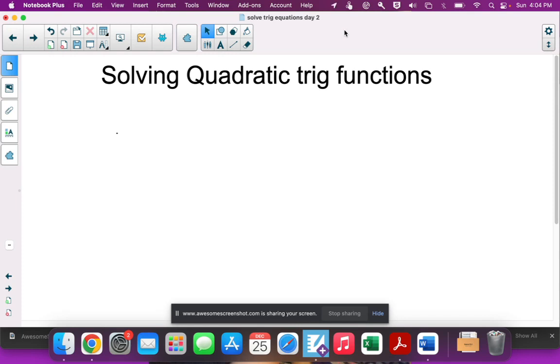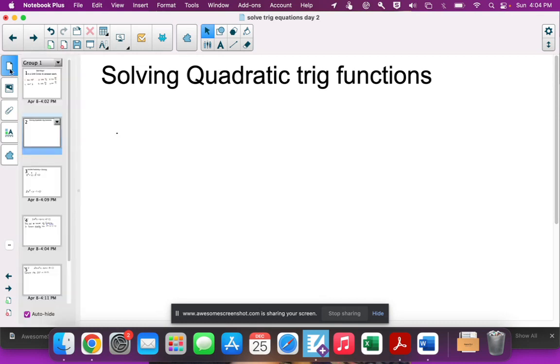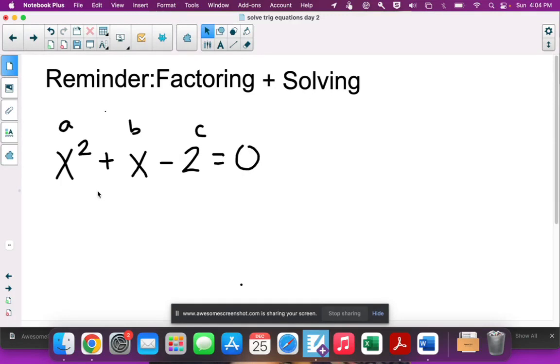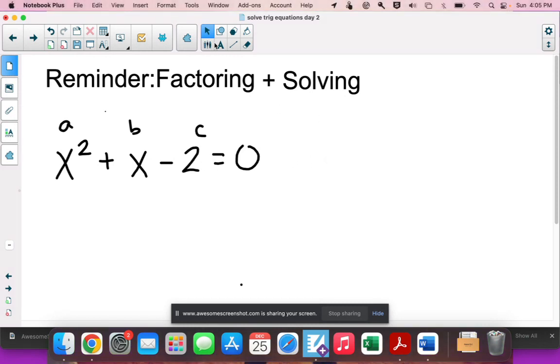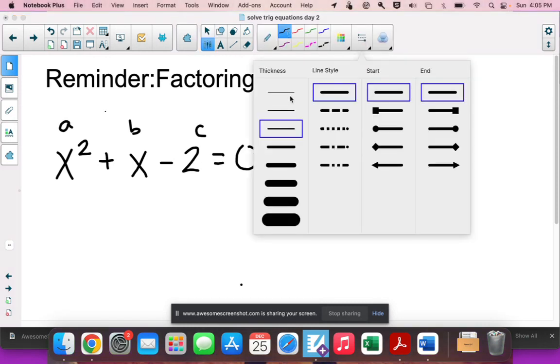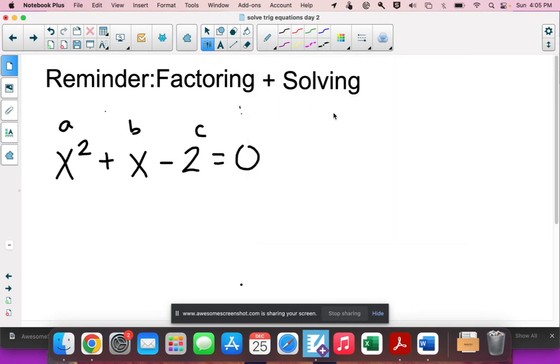So let's go ahead and do a quick review of factoring quadratics so that you are ready to solve quadratic trig functions. Okay, so when you're talking about factoring quadratic problems, if there are three pieces like this, A, B, C, three pieces, we solve these by sum and product. Okay, or product and sum, depending on how you stated it.